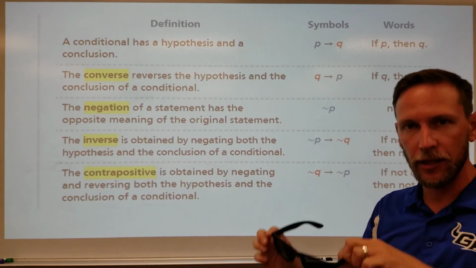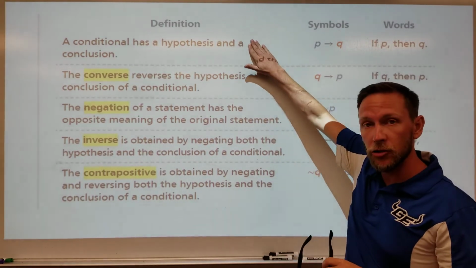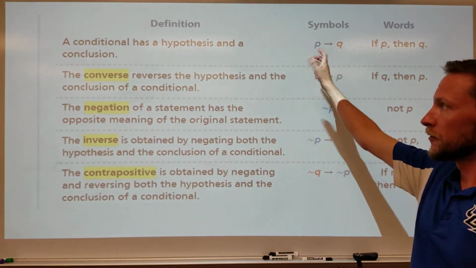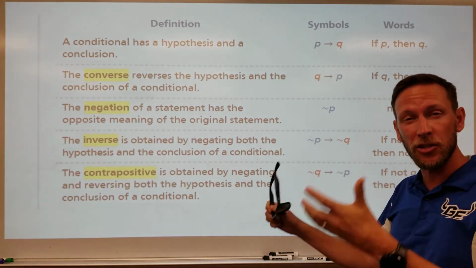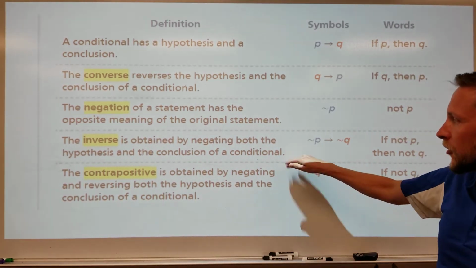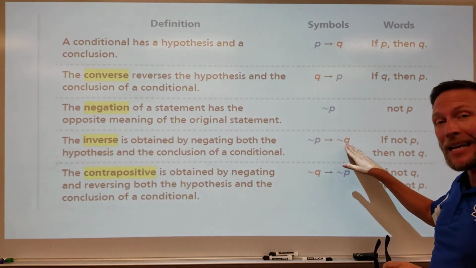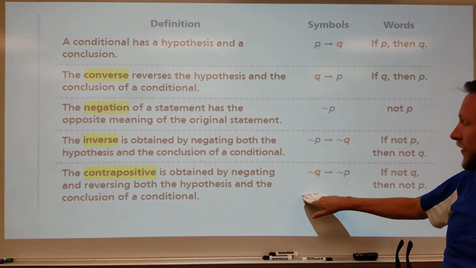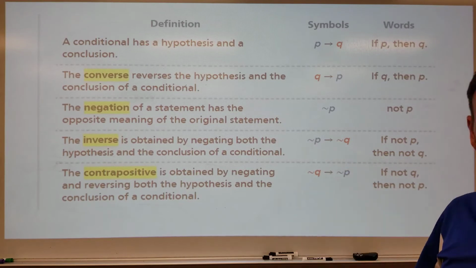So let's think about it like this, for example. Conditional statement: if it is sunny outside, then I wear my sunglasses. Flip that around for the converse: if I wear my sunglasses, then it's sunny outside. The inverse would be, if it's not sunny outside, then I'm not wearing my sunglasses. And then finally, the contrapositive: if I'm not wearing my sunglasses, then it is not sunny outside.